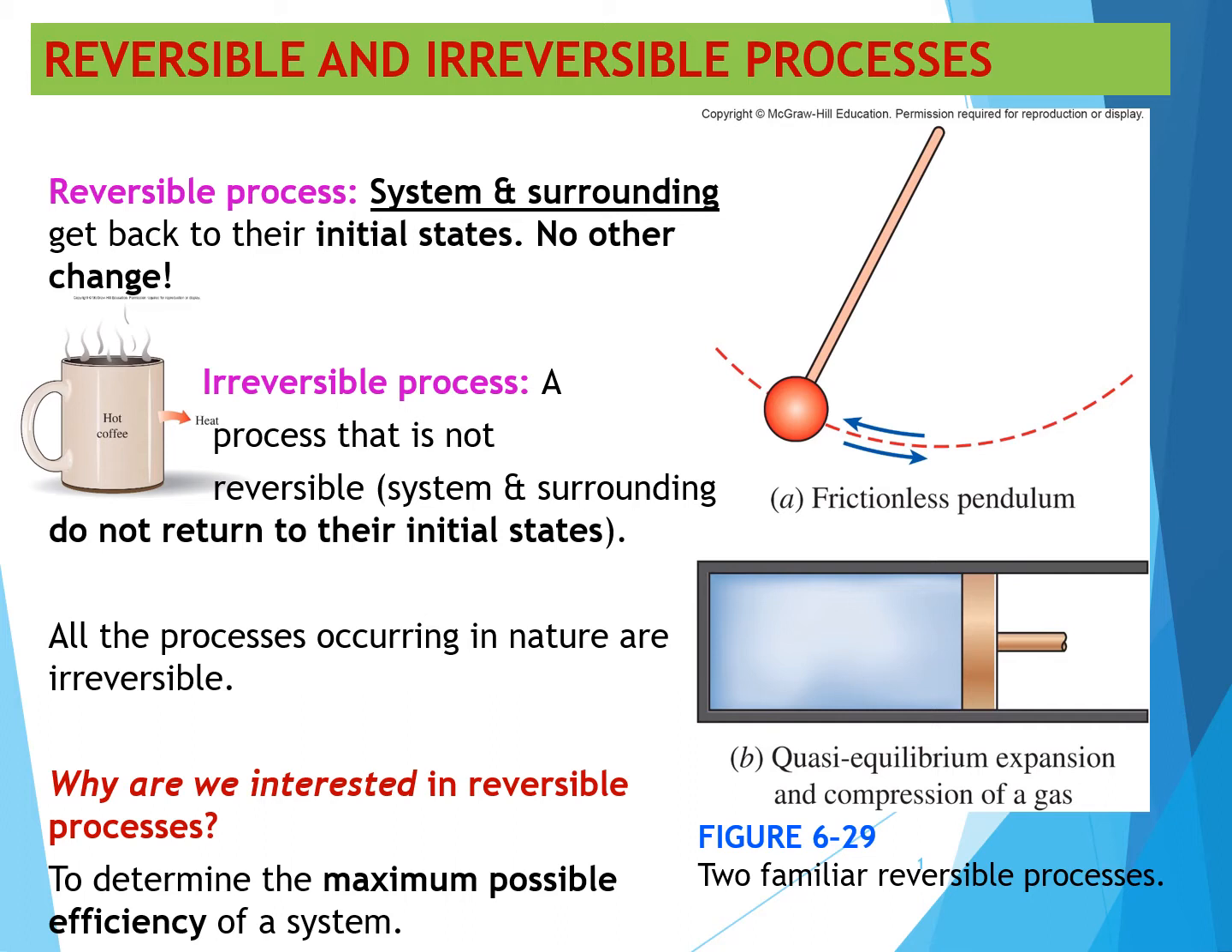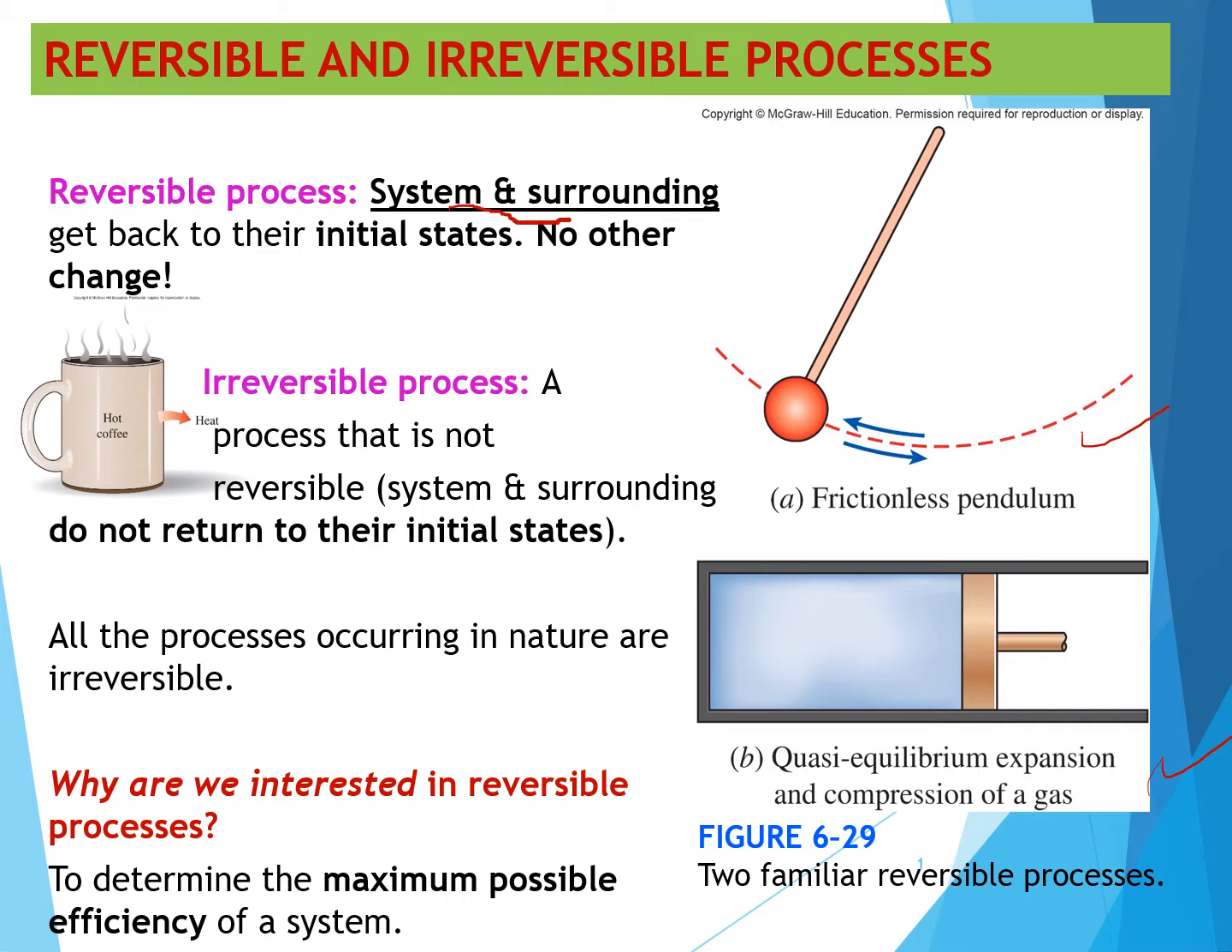This is called a reversible process. So what is a reversible process? A reversible process is defined as a process that can be reversed without leaving any trace on the surroundings, where both the system and the surroundings are returned to their initial state at the end of the reverse process. Examples of a reversible process are a frictionless pendulum or a quasi-equilibrium expansion and compression of a gas in figure 6.29.